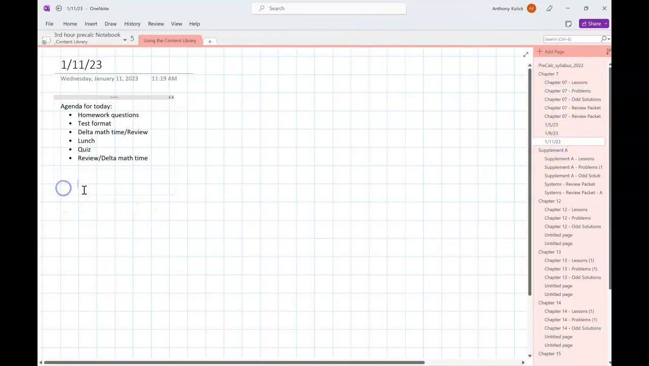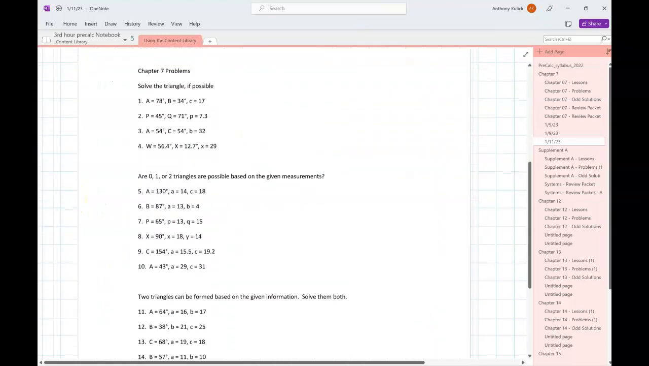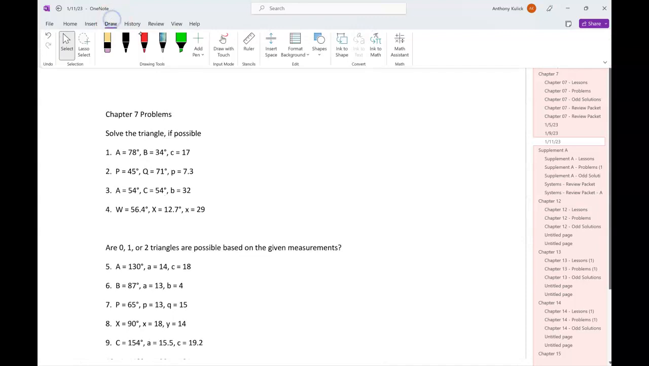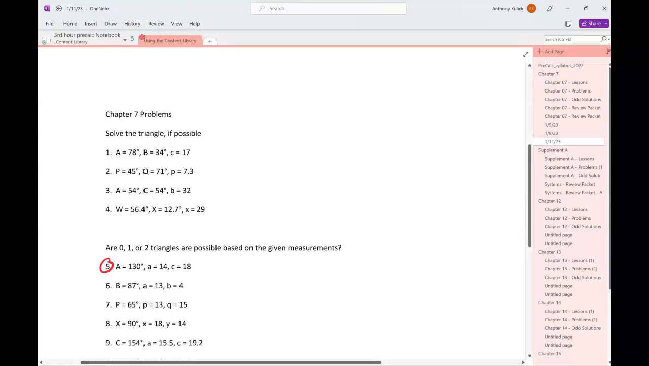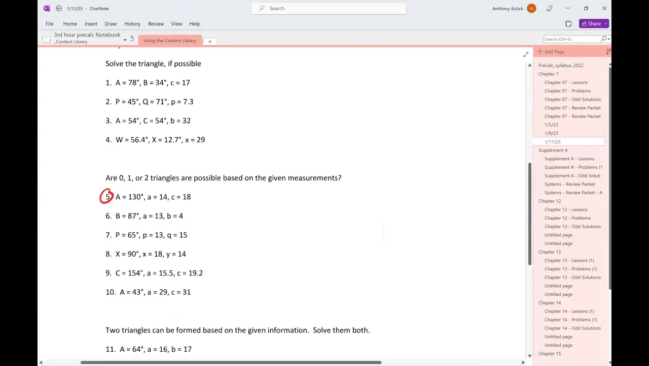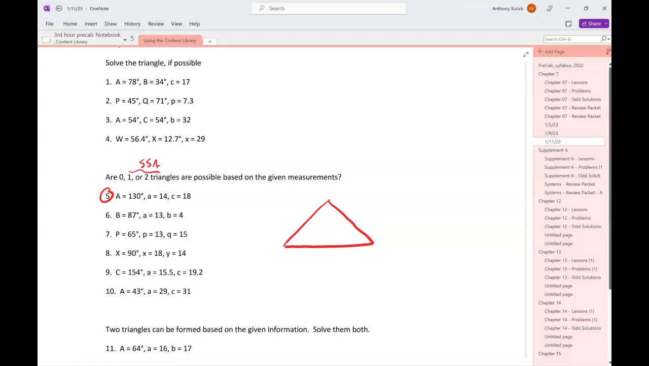Caden wants to look at number 5. All right. So it asks, are there 0, 1, or 2 triangles for the possible measurements? The only time this can happen is in an SSA situation. So I'm just going to start by drawing a picture and making sure that I'm in an SSA situation. I noticed that I have two sides and an angle, but the given angle isn't in between the two sides. The two sides don't make my angle. So this is the SSA situation.